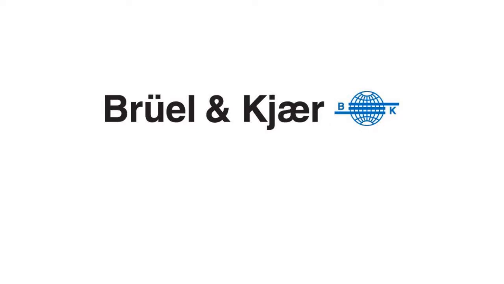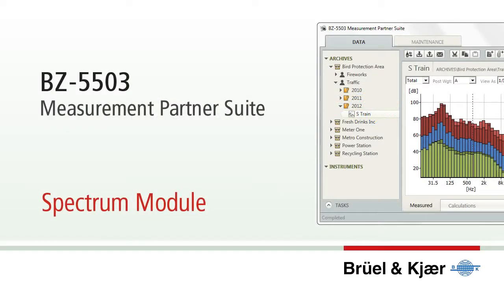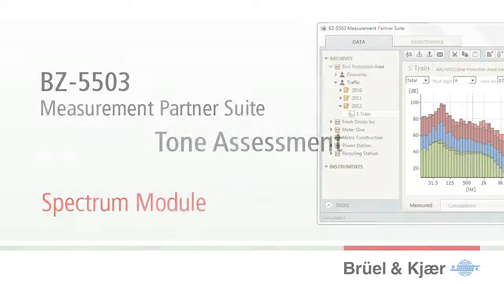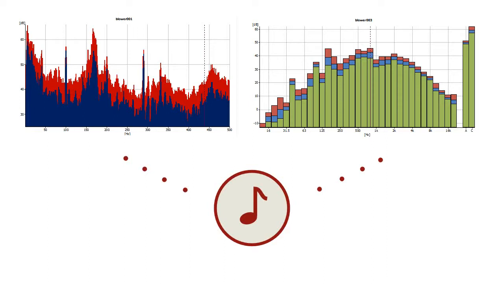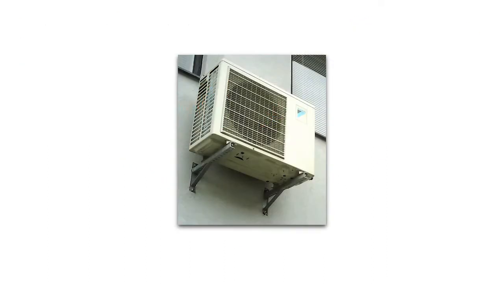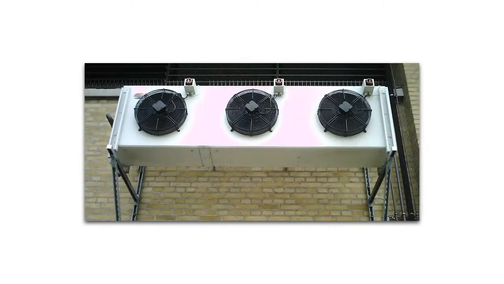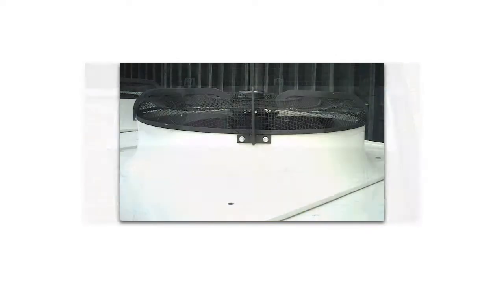Measurement Partner's Spectrum module provides tools for enhanced post-processing of octave, third octave, and FFT spectra. One of these tools is the tone assessment algorithm, a standardized method that uses FFT or third octave spectra to detect and rate tones in the noise under investigation. Such tones can be caused by ventilation systems or other rotating machinery in the vicinity, making noise significantly more annoying.